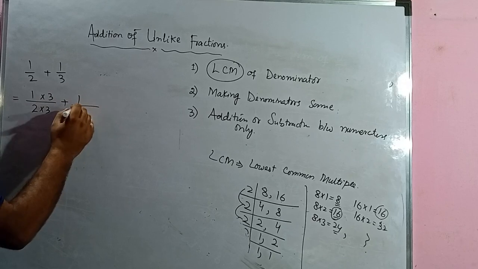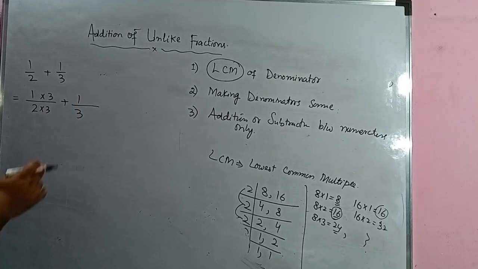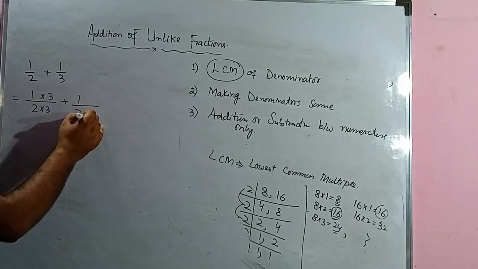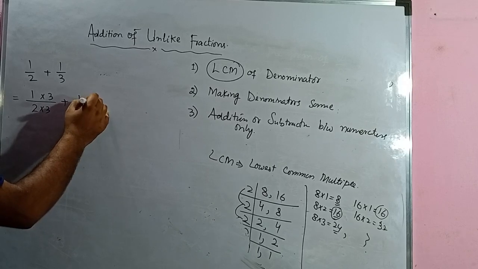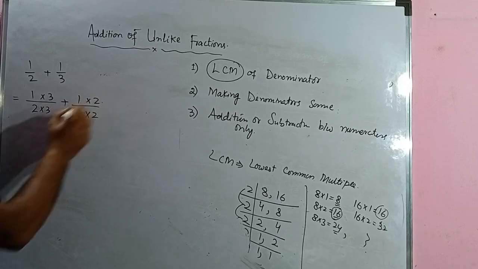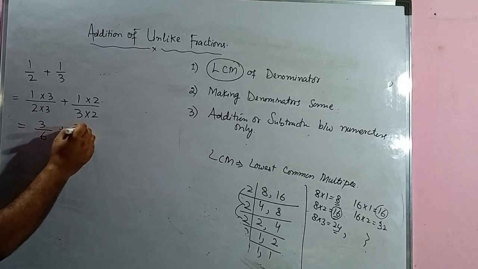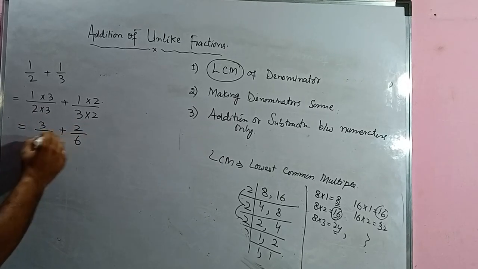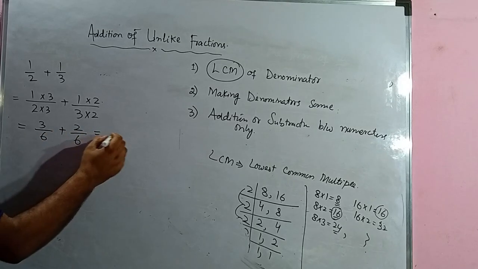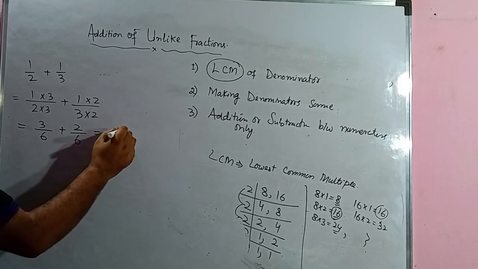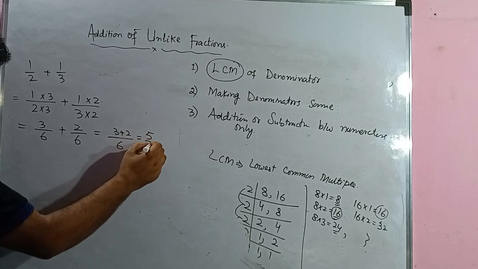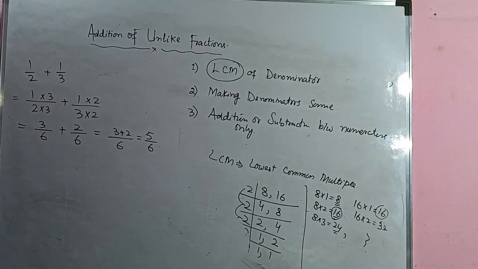Plus 1 divided by 3. What number should we multiply to 3 to get 6? That is 2. This should be multiplied in the numerator also. So 1 3 is 3, 2 3s are 6, plus 1 2 is 2, 3 2s are 6. You can see now they are like fractions. I will write here 6, 3 plus 2, it is 5 divided by 6. This is the answer here.